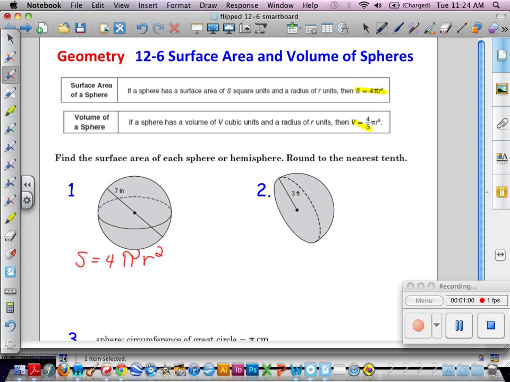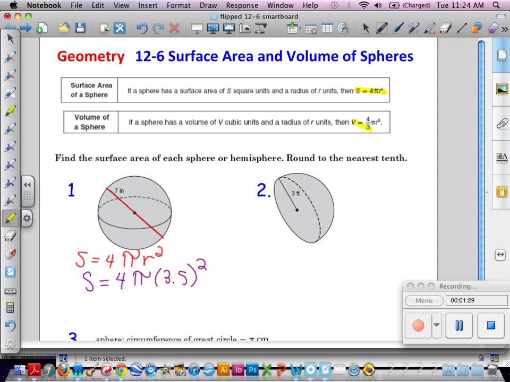And so I need my radius. In this example, this line here is going all the way across, so that would be the diameter. So I need to use half of 7, which is 3.5. To find my surface area, I'm going to take 4 pi times 3.5 squared. I'm going to go ahead and type that into my calculator.